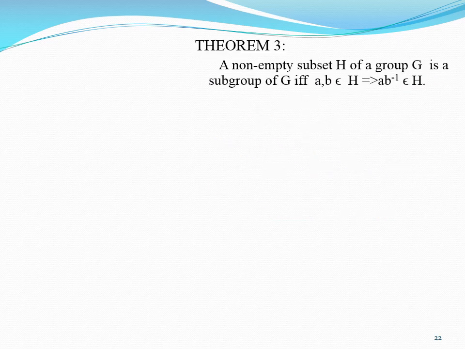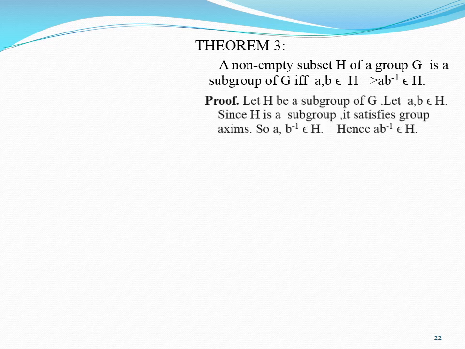Next, theorem 3. A non-empty subset H of a group G is a subgroup of G if and only if a, b belongs to H implies a b inverse belongs to H. So the above three conditions are simplified into one condition.